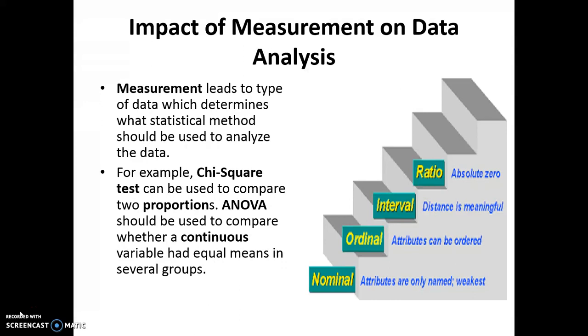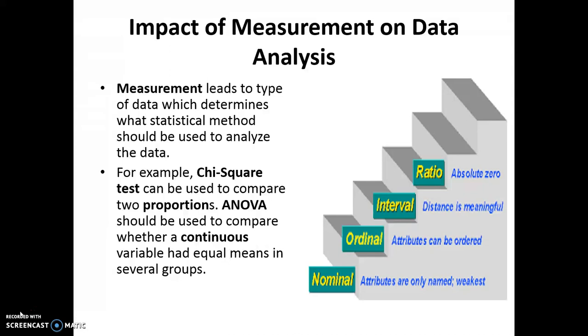Another important factor is the measurement. Measurement leads to the type of data, which determines which statistical method should be used to analyze the data. I'm not sure if you have seen this. There are different levels of measurement: nominal, ordinal, interval, ratio. They reflect how much detail we want the measurement to have, and how refined we want our measurement to be. I have posted a video specifically on the levels of measurement. Levels of measurement lead to different types of data, and different types of data require different types of statistical data analysis methods.